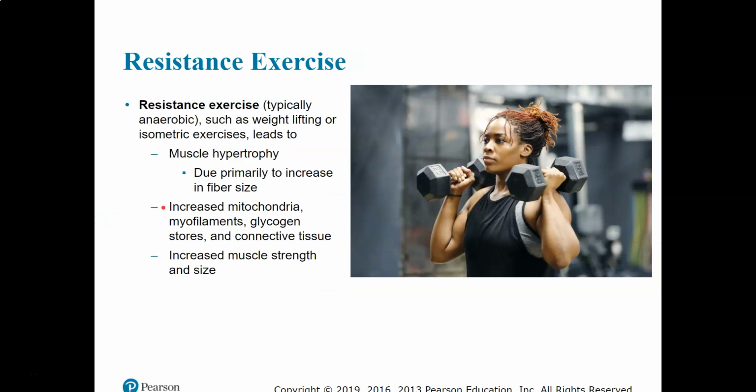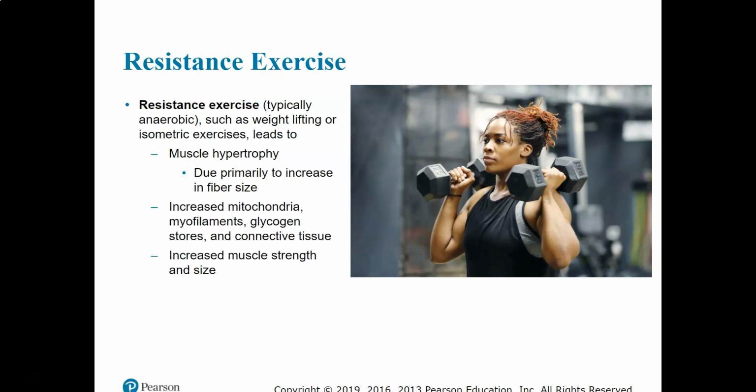Resistance exercise, which is typically going to be forms of anaerobic exercise, like lifting weights or doing isometric exercise, leads instead to muscle hypertrophy. This is where the muscle gets larger. Note the increase in muscle size is primarily due to increase in fiber size. The fibers get bigger, you don't get more of them.